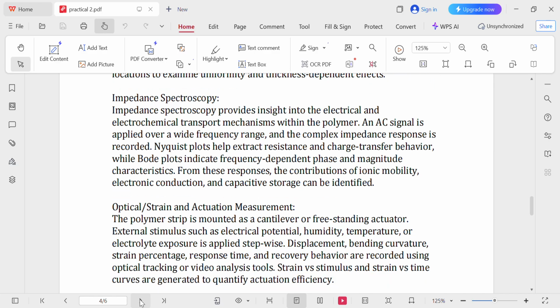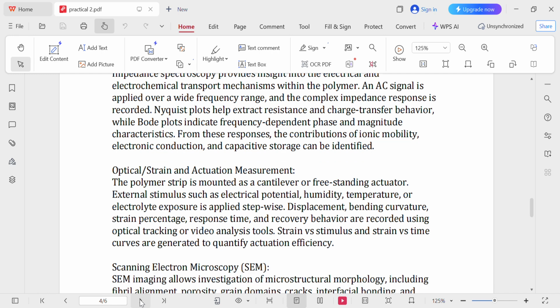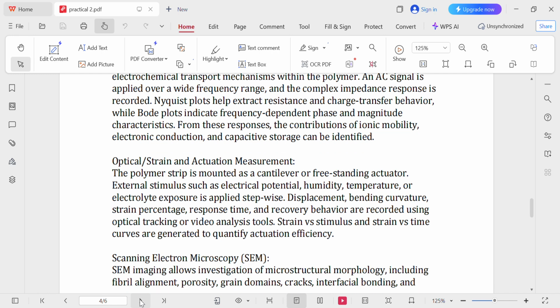Next is the optical strain and the actuation measurement. The polymer strip is mounted as a cantilever or a freestanding actuator. This polymer is fixed at one end and left free, so it can move and bend like an actuator.